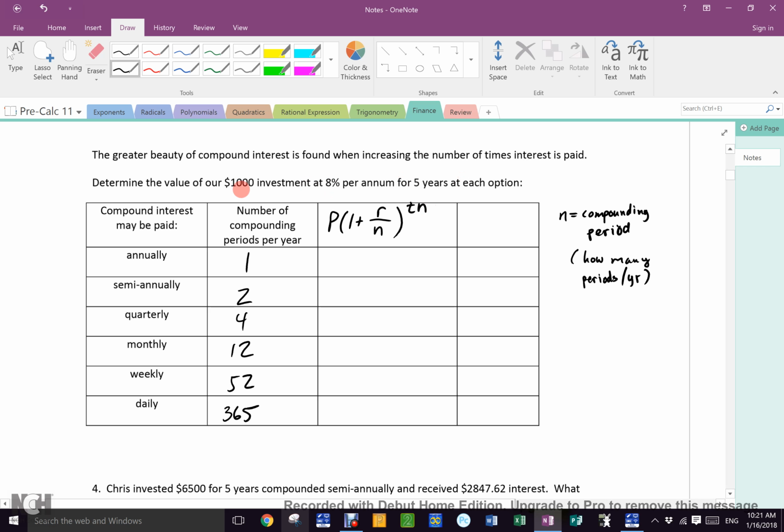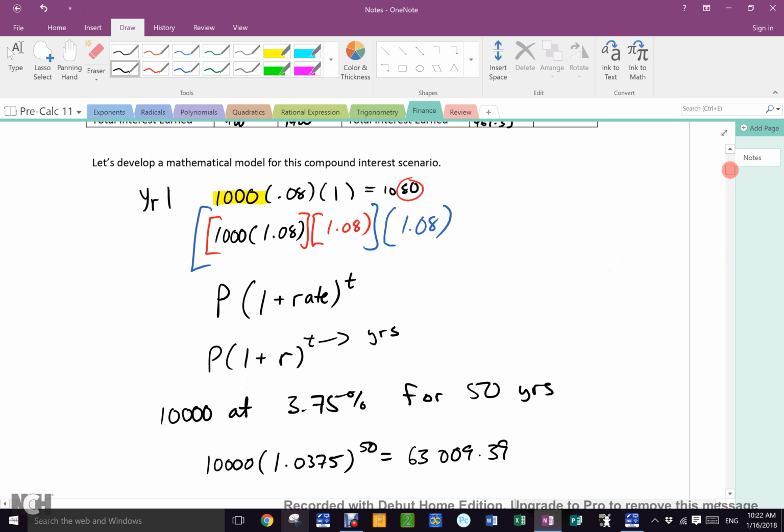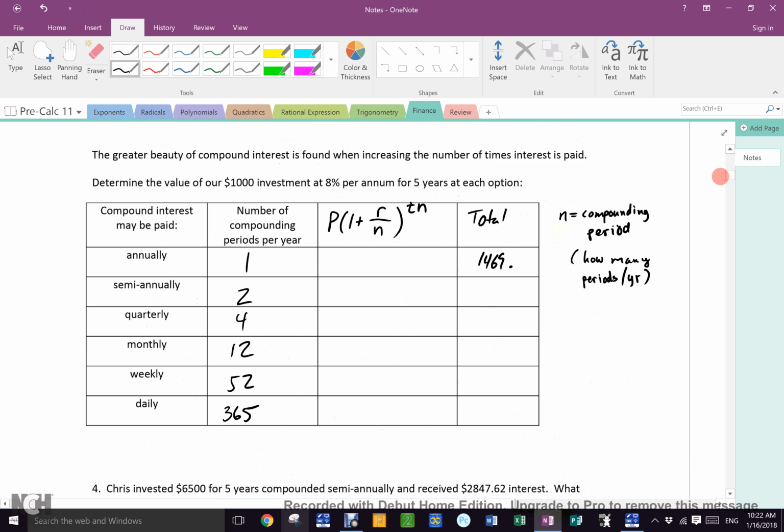So we're going to do the same $1,000. We're still going to do 8%. But we're going to do 5 years, and we're going to do each option. Now we've already done it with once a year, haven't we? That was the chart we just filled out, yeah? So let's punch it in. We know that our total was going to be 1469. What was it? What was in that chart? 1469.33, right? So now let's see if we can make our calculators do this.